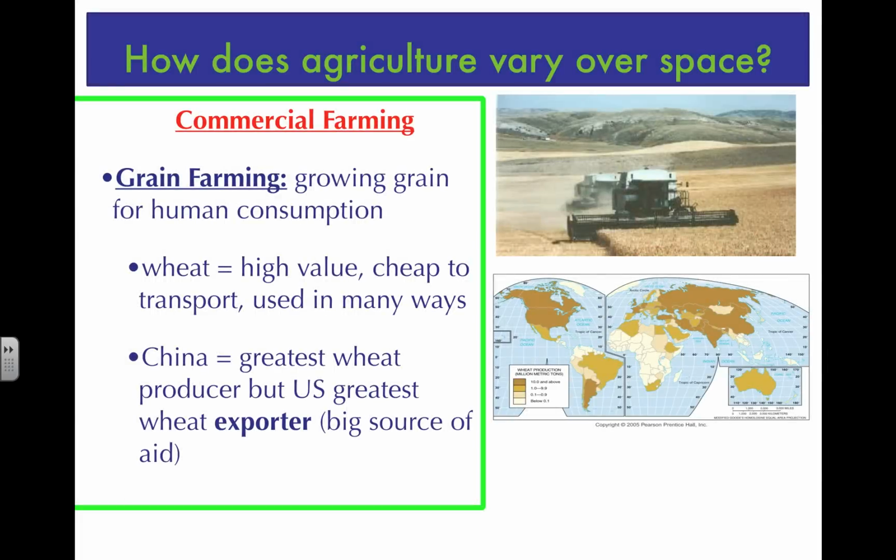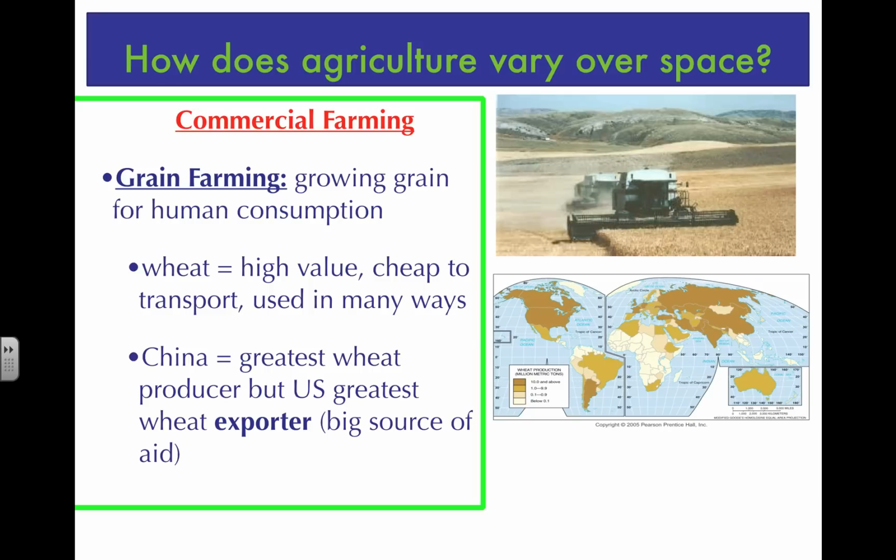Okay, so with that, one of the most common grains that is produced, particularly in the United States, is wheat. And wheat is a high value crop and it's cheap to transport. It can be used in many, many different ways. If you think about what you eat on a daily basis, odds are good that a lot of that came from wheat, or at least part of that came from wheat. So one of the most commonly grown crops in the United States is wheat.